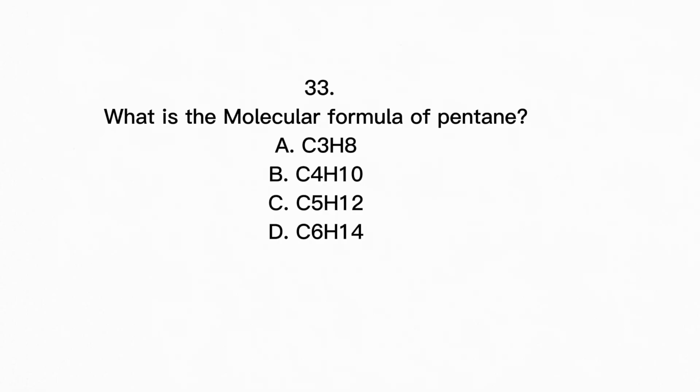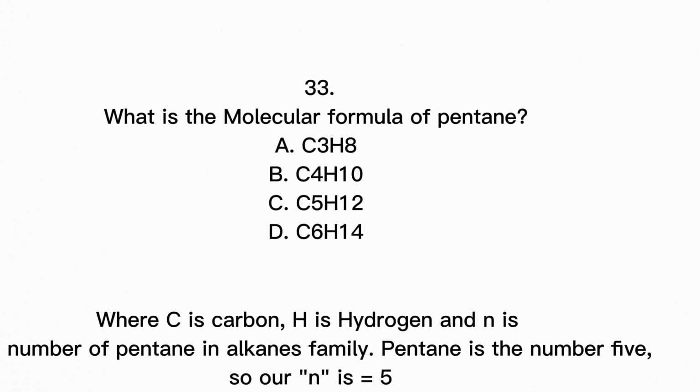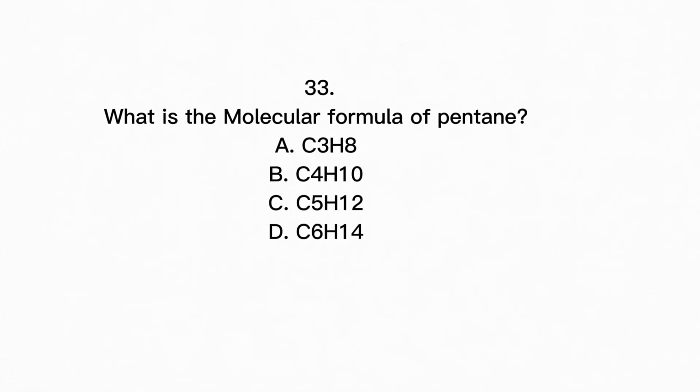The question is simple. We are using the general formula of alkanes to bring out the correct answer. The formula is CnH2n+2, where C is carbon, H is hydrogen, and n is the number of carbons. Pentane belongs to the alkanes family. Pentane is number 5, so our n is 5. We substitute for where we see n in the formula. Therefore, we have C5H(2 times 5 plus 2), giving us C5H12. So the correct answer is C.